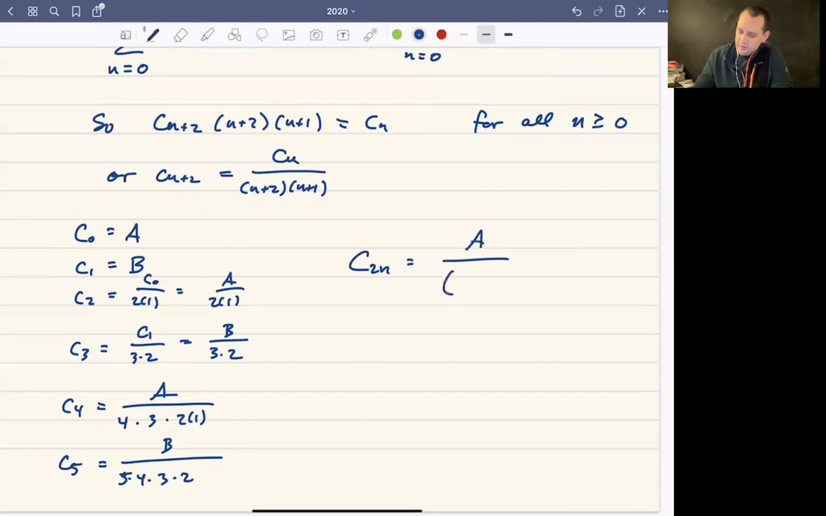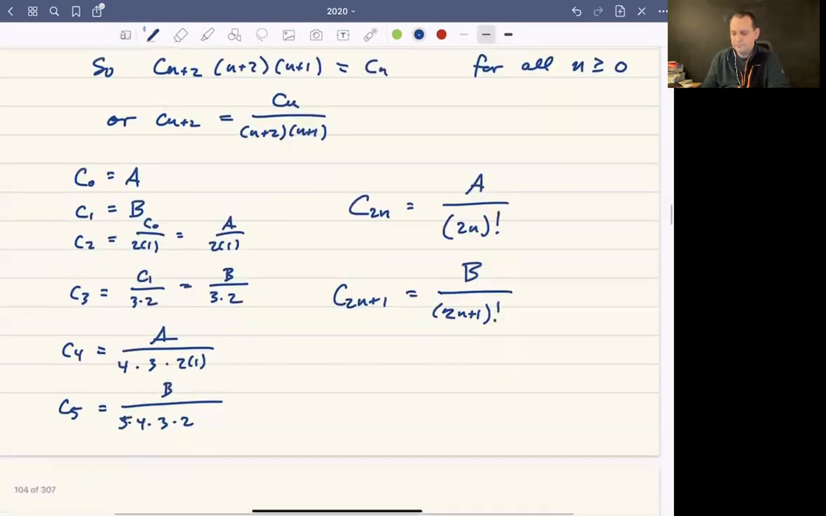A over 2n factorial. Okay, so C sub 4 is A over 4 factorial, C sub 2 is A over 2 factorial, C sub 10 would be A over 10 factorial, and so on. And C sub 2n plus 1 is going to be B over 2n plus 1 factorial. And so here we have even and odd terms. So I'll show you how to handle that.